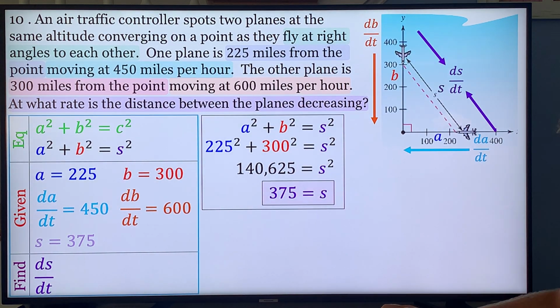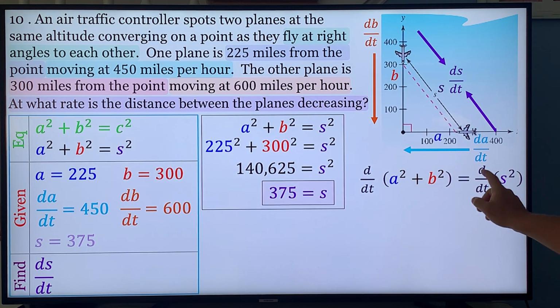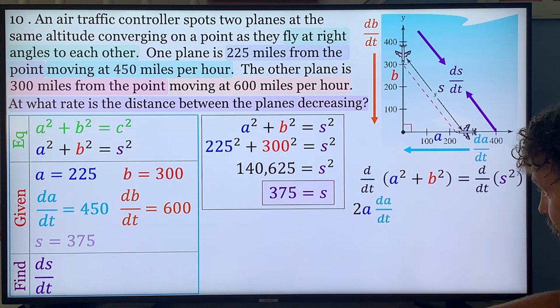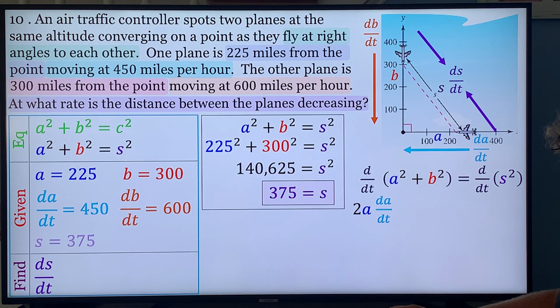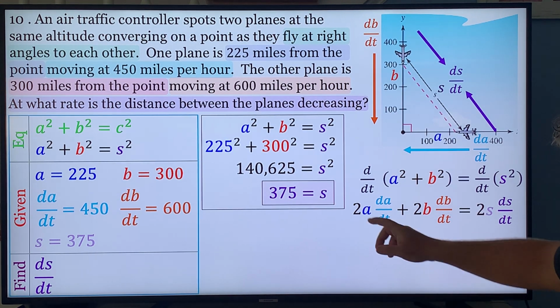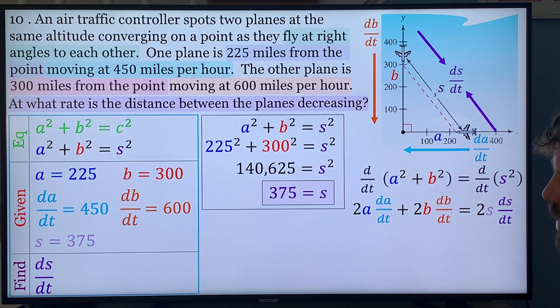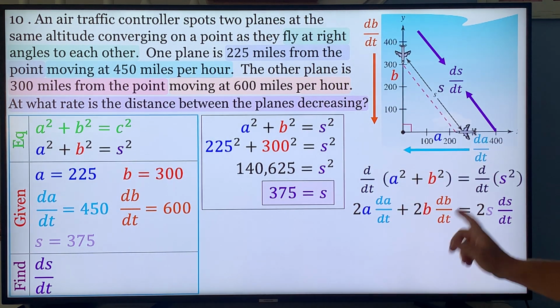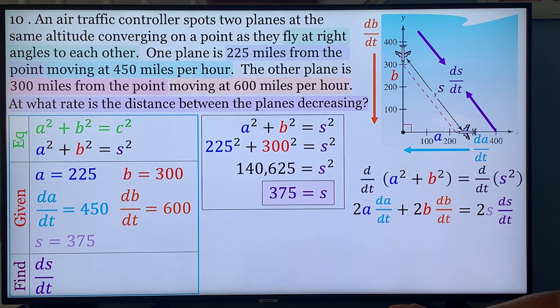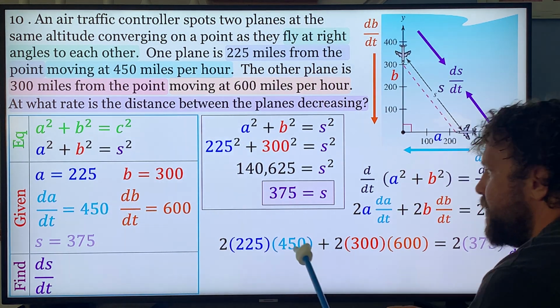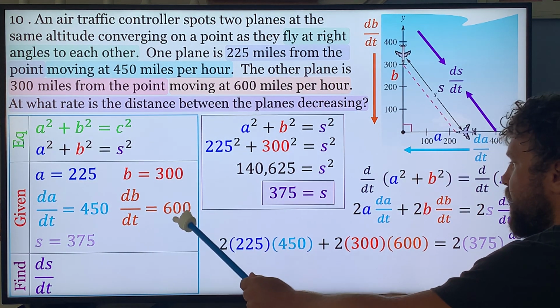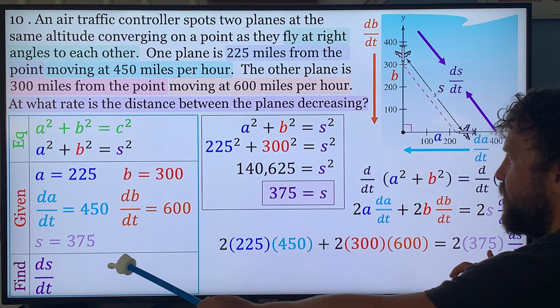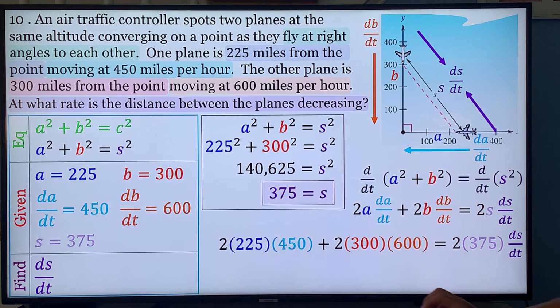I differentiate it with respect to t: d/dt of A squared plus B squared equals d/dt of S squared. The derivative of A squared is 2A dA/dt. The derivative of B squared is 2B dB/dt. The derivative of S squared is 2S dS/dt. So I've got six separate variables. Five variables are given, and I'm trying to find the sixth, dS/dt. I'm going to plug in 225 for A, 450 for dA/dt, 300 for B, 600 for dB/dt, and then 375 for S. And now it just becomes math.